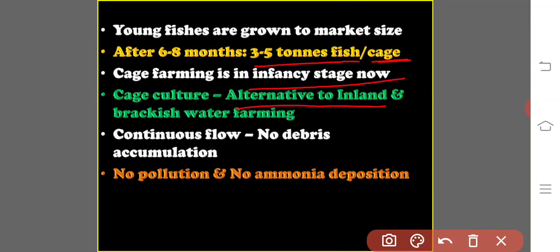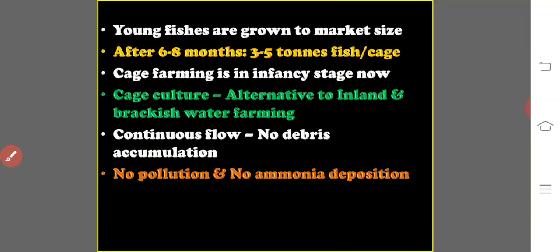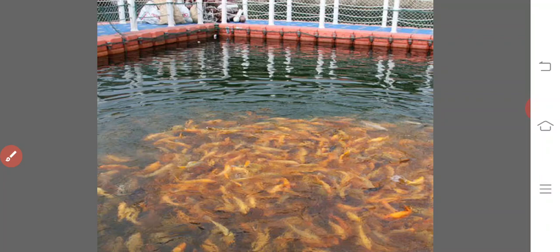Then, due to the continuous flow of water through the cages, there is no accumulation of debris at all, and no ammonia deposition from the fish excreta, so there is no pollution of the water, because we keep them in flowing waters, lotic water systems. So these are the fishes which are growing in a cage in a flowing water body.